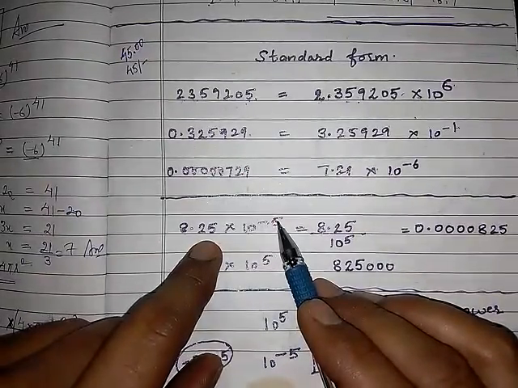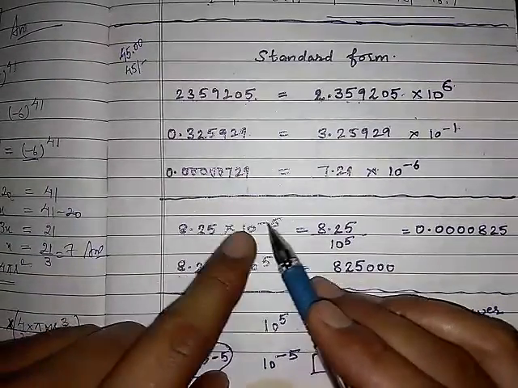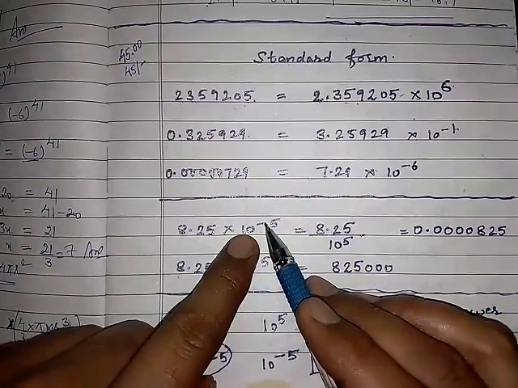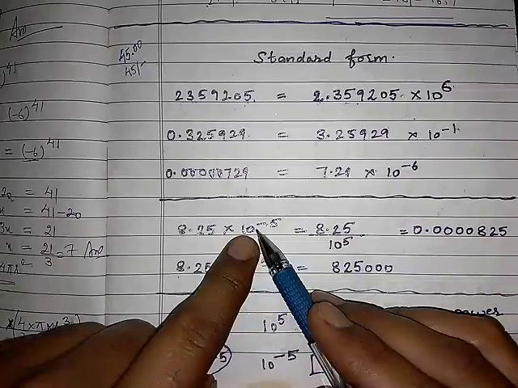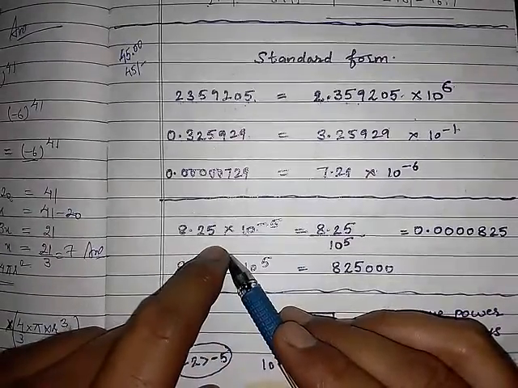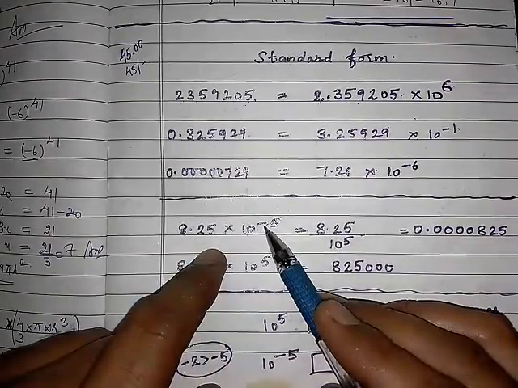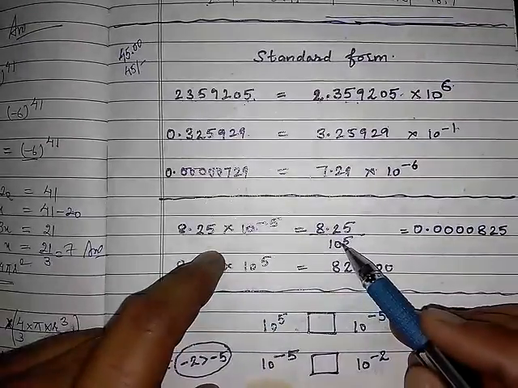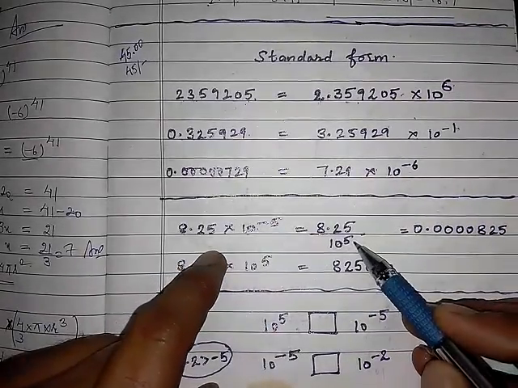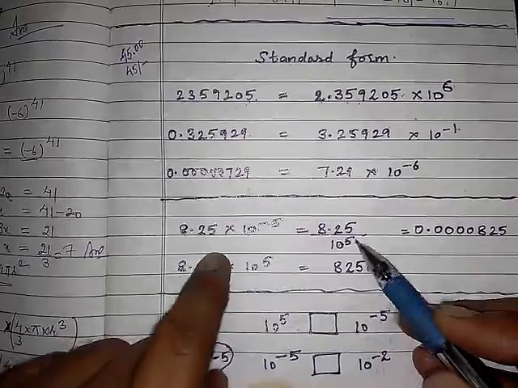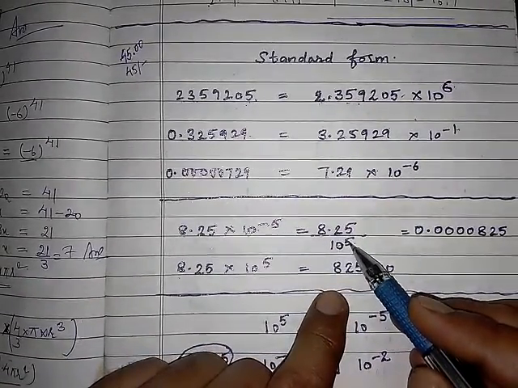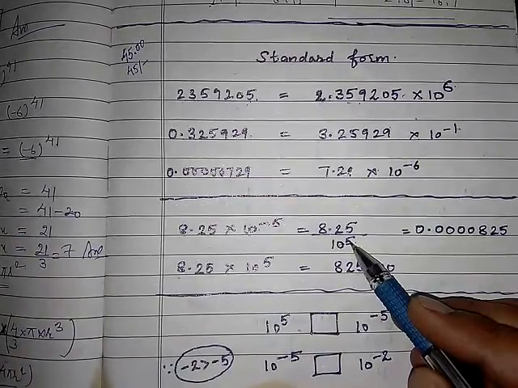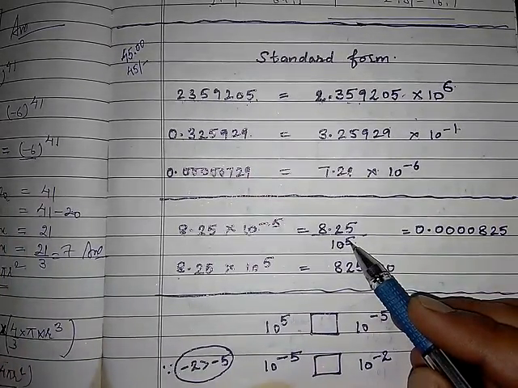If you remember, in the last processing we have done the method of how to make a power positive. If you bring this power 10 raised to the power minus 5 downwards in the denominator, then it will change its sign. So when you shift it to the denominator, it will become 10 raised to the power plus 5. Clear? Now here we are dividing by 10 raised to the power 5. What do you mean by 10 raised to the power 5? It means 1, after that put 5 zeros.